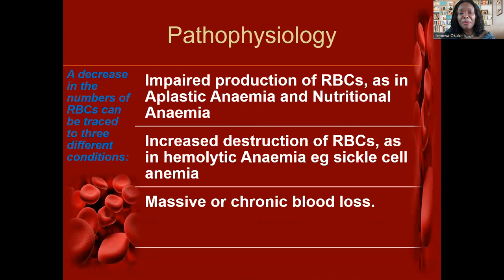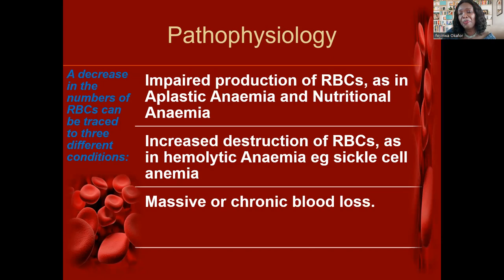Pathophysiology of anemia. What is it that can cause a decrease or reduction in the volume of red blood cell or concentration of hemoglobin? A decrease in the numbers of red blood cell can be traced to any of these three things I've listed here. One, when there is impaired production of red cells, example, what we have in aplastic anemia and nutritional anemias. Secondly, when there is increased destruction of red blood cells in the peripheral blood, as we have in hemolytic anemia, example, sickle cell anemia.